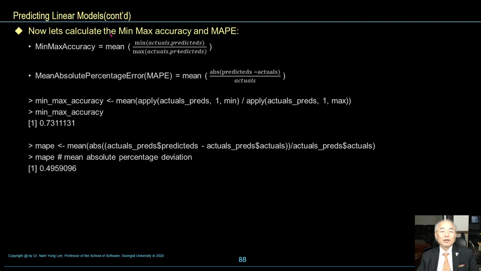Now let's calculate the min-max accuracy and MAPE. Min-max accuracy is equal to mean of min over max. Mean absolute percentage error, MAPE, is the mean of absolute error over actual. So the min-max accuracy is 0.73 and MAPE is 0.495, by using RStudio.